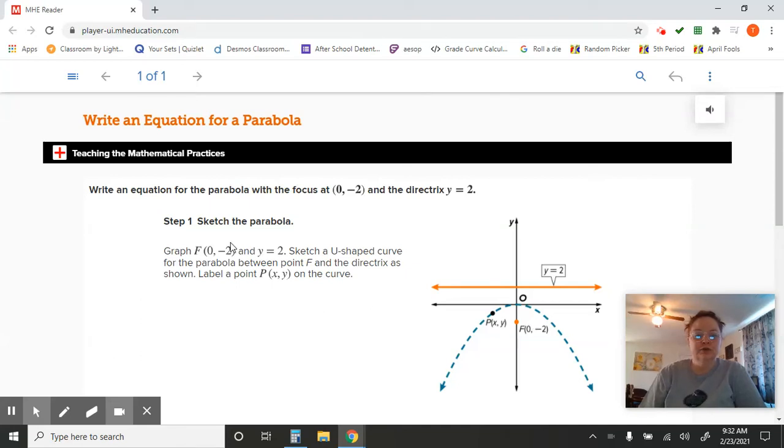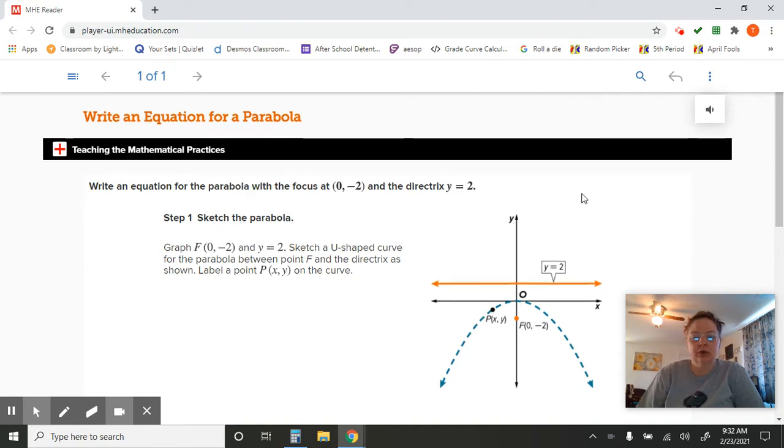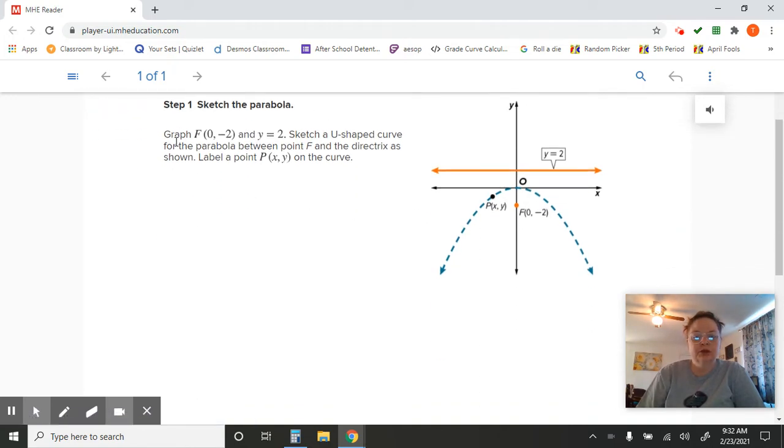We're going to write an equation for a parabola. The focus is at (0, -2), and the directrix is y equals 2. So the first thing we want to do is sketch the parabola. We're going to graph F (0, -2) and y equals 2.